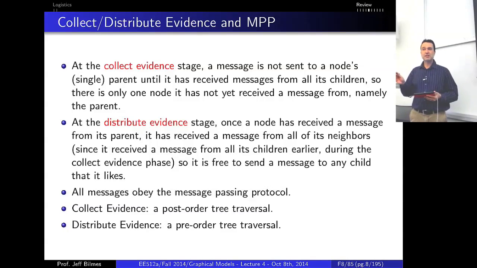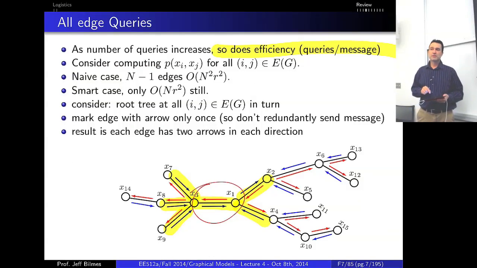Anyway, so we talked about the collect evidence and distribute evidence procedures, which when we run them, we argued obey the message passing protocol. The collect evidence procedure is essentially a post-order tree traversal. The distribute evidence is essentially a pre-order tree traversal, and we do these 2 tree traversals, and that essentially gets us to the stage where all original graph edges have been annotated by both arrow directions.